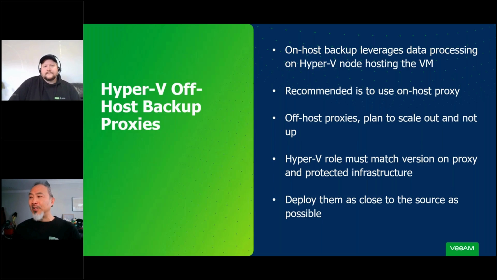So if you have a Hyper-V environment that you are protecting, the first recommendation is to use your on-host proxy. This leverages the data processing on the nodes that are actually hosting the VM, and it is the most efficient way of backing up Hyper-V VMs. But in a situation where you have some constraints on resources, you can deploy off-host proxies. And again, the principle here is to scale out your proxies and not scale them up.